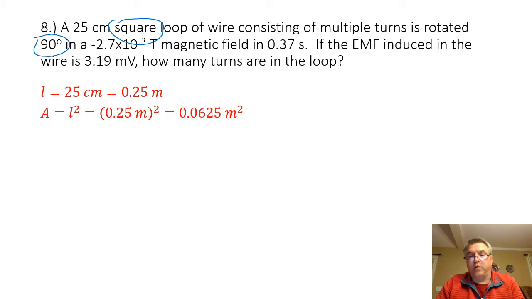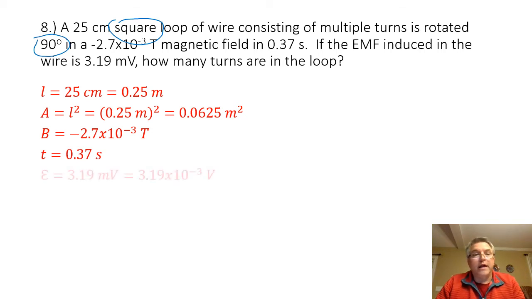I know that we are rotating the loop 90 degrees. So once again, we are going from a minimum to a maximum value. And the strength of the magnetic field is negative 2.7 times 10 to the minus third Tesla. It's turning the 90 degrees in 0.37 seconds. And when it does that, it's inducing an EMF of 3.19 millivolts, which is equal to 3.19 times 10 to the minus third volts. And what we're being asked to find in this problem is the number of turns. So we want to solve for N.